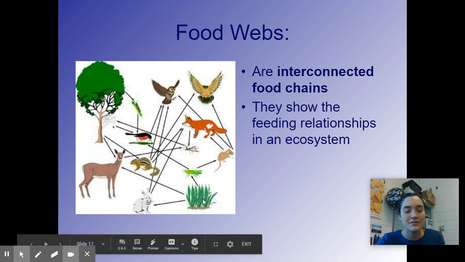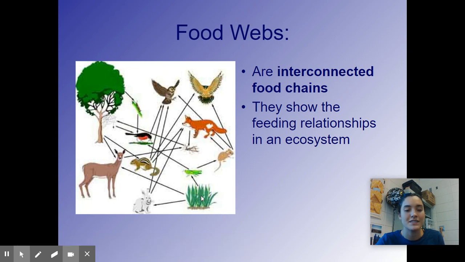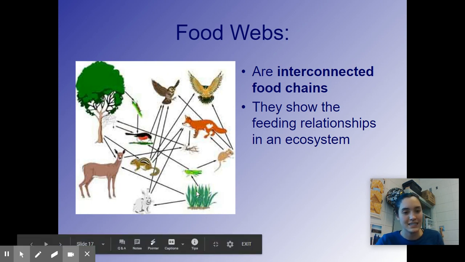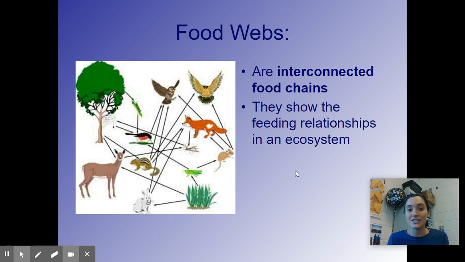We have grass over here. This grasshopper is eating the grass. This bunny is eating the grass, but then the owl is eating the bunny. So it's just all of these different diets just coming together.